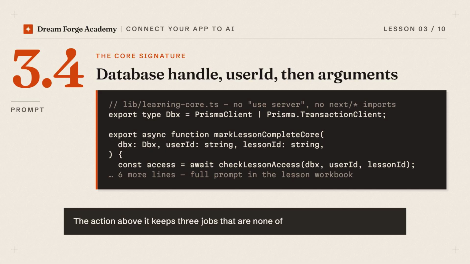The action above it keeps 3 jobs that are none of the core's business. Work out who is calling. Shape the result for a form. Refresh the cache. The tool does its own version of the first, taking identity from the verified token, then calls the identical function. Mark it use server, and every export becomes a public endpoint. A function that trusts the userid you hand it would let a caller pick whose data to write.